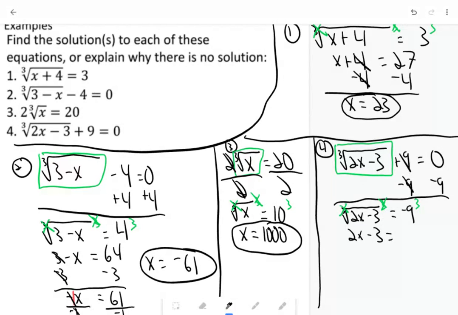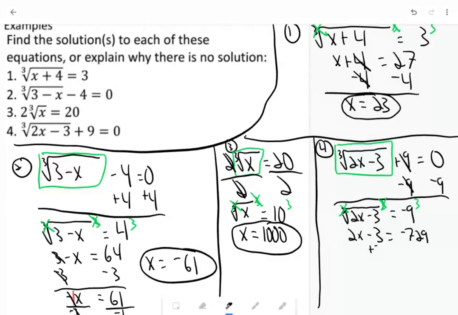Now remember, if this were a square root, we would stop right here and say that it has no solution. If I had the square root of 2x minus 3 equals negative 9, we would say that has no solution for the reasons that we've previously stated. But because it's a cube root, we can now go ahead and solve it. So negative 9 times negative 9 times negative 9. Negative 9 times negative 9 is 81. Times negative 9 is negative 729.